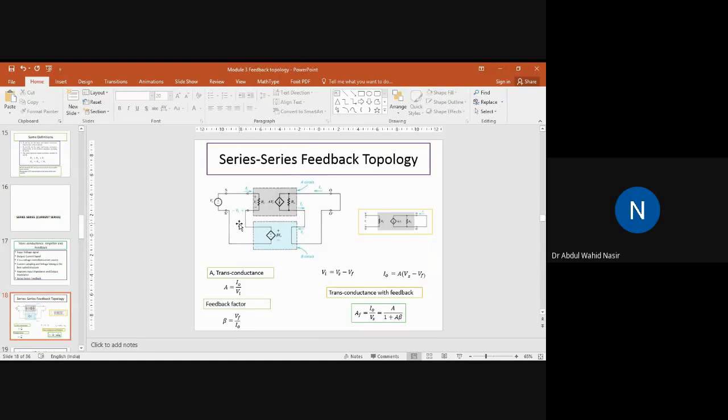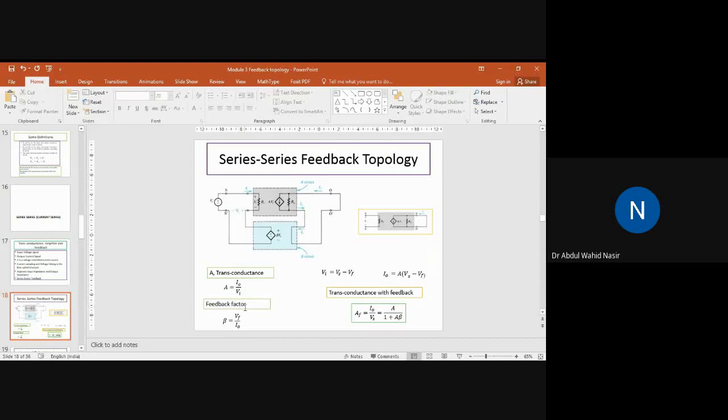Clear? Now A is the gain of this amplifier, the transconductance amplifier. So we can write A is equal to I naught by VI. So this is I naught and this is VI. This is the gain of this transconductance amplifier.